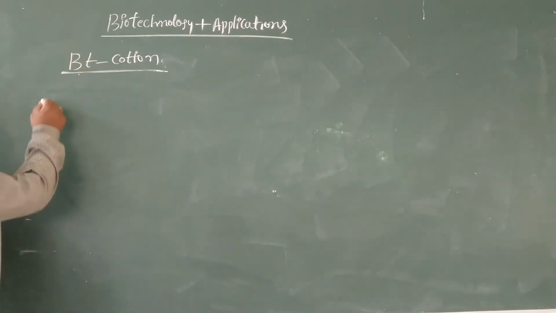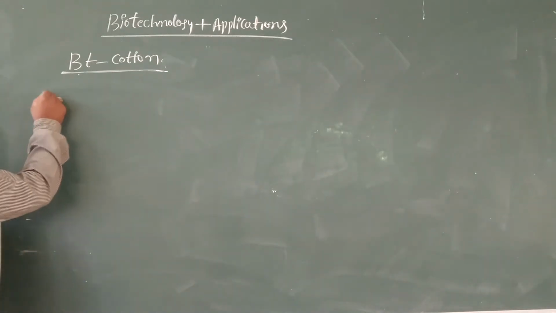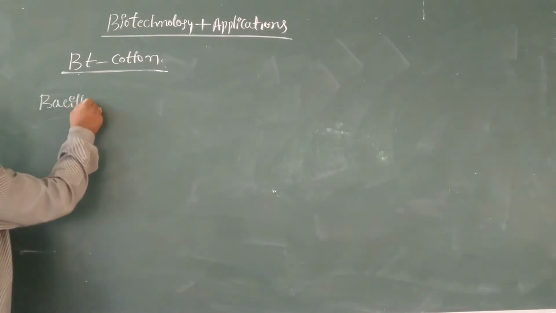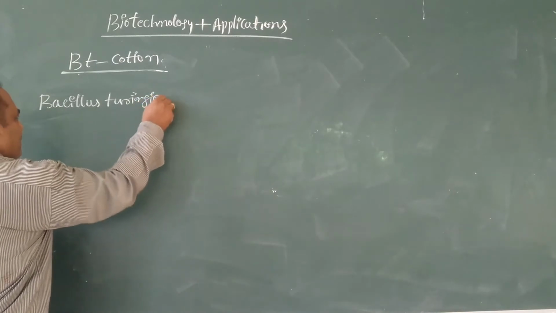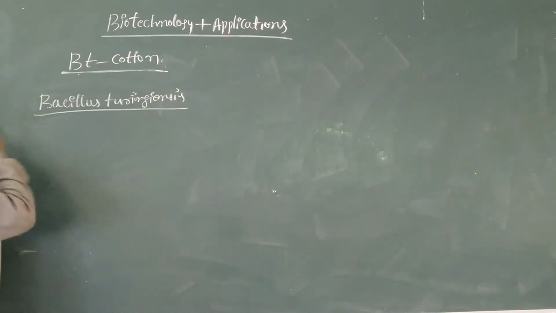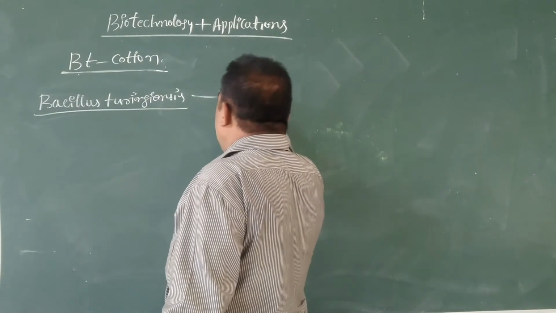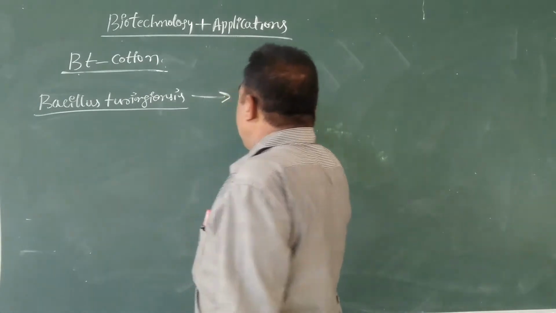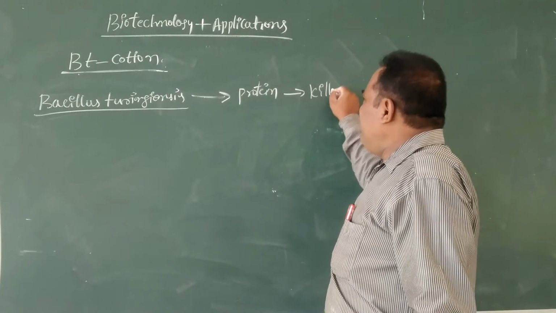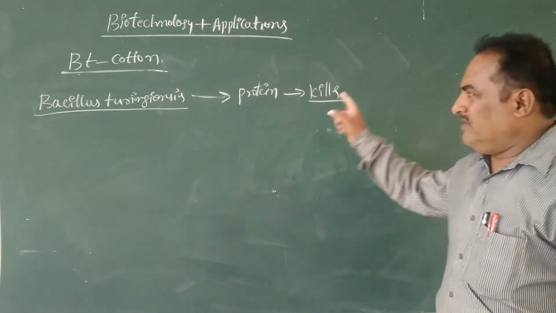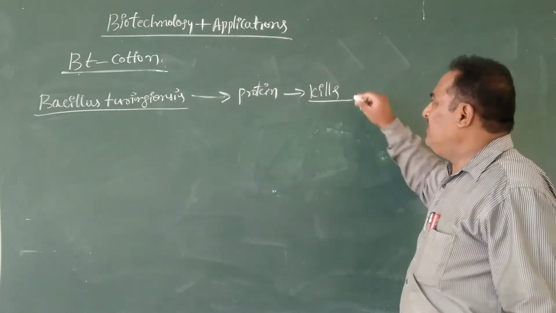Here, one of the bacteria is used for the production of this cotton plant. That bacterium is called Bacillus thuringiensis. Bacillus thuringiensis usually produces a protein, and that protein kills some of the insects.